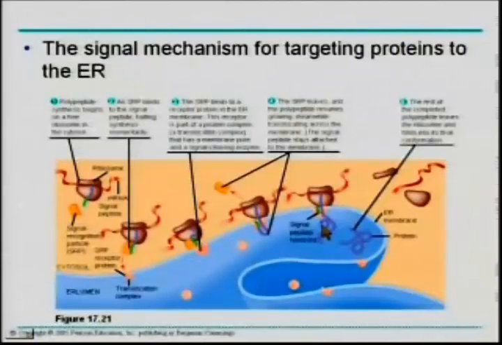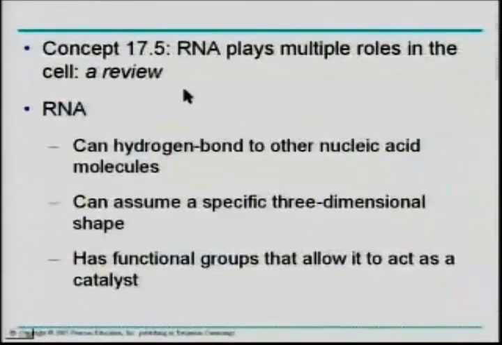So the signal peptide stays attached to the membrane, and then the signal peptide cleaving enzyme cuts off the signal peptide here, and then finally the rest of the completed polypeptide leaves the ribosome and folds into its final conformation. And then the ribosome dissociates, as we talked about with the termination step.